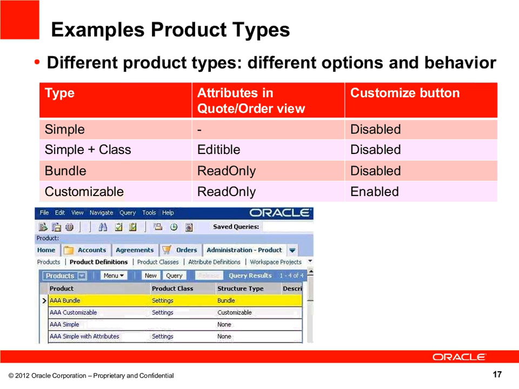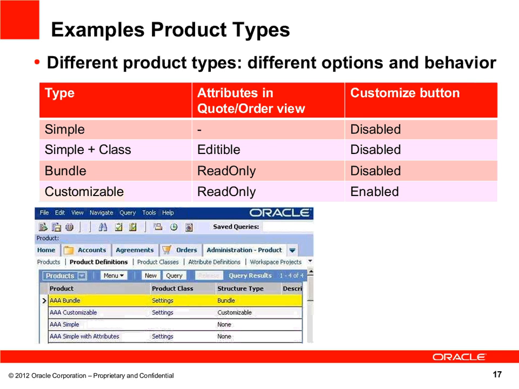And what I wanted to show is, based on these different types of products, what happens with the attributes in quotes and order views, and what happens with the customized button. For simple products with classes and bundles, but always structure type bundle or none, the customized button will always be disabled. It will only be enabled when the structure type is customizable.